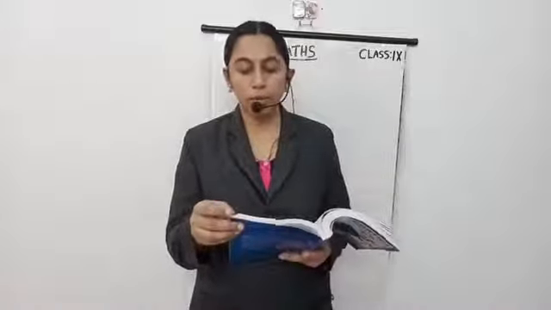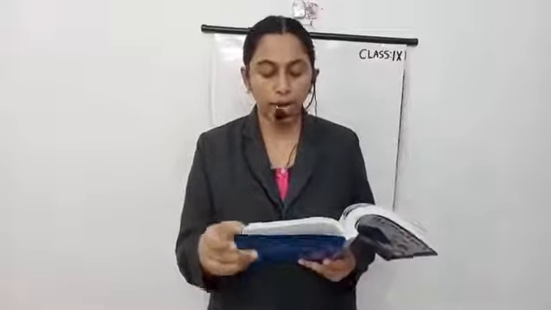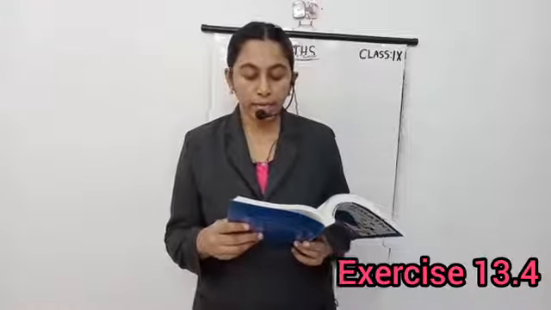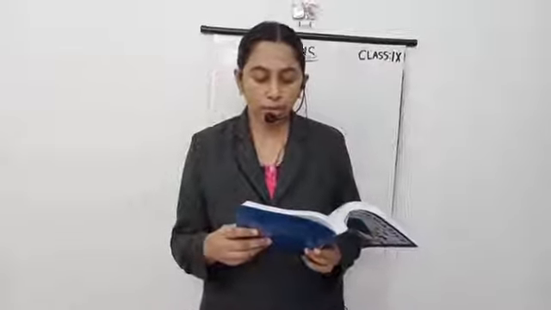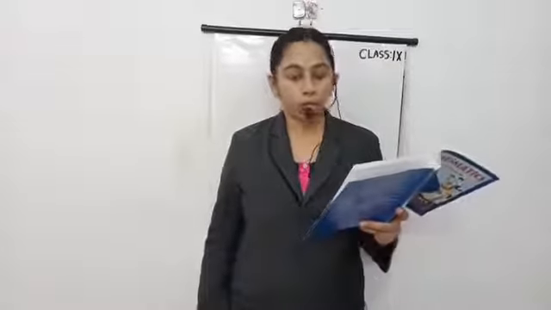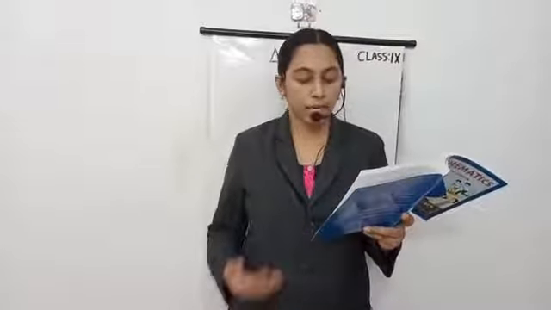Take your textbook, page 225, exercise 13.4. Assume pi equal to 22 by 7 unless stated otherwise. We have two values for pi, 22 by 7 or 3.14. After division, 22 by 7 gives 3.14. So here it is given, assume pi equal to 22 by 7. Otherwise it will be given. Okay.